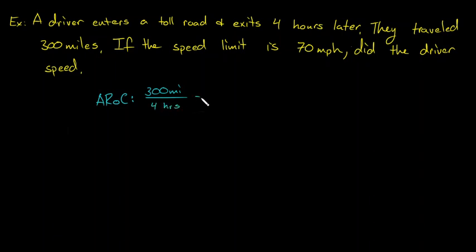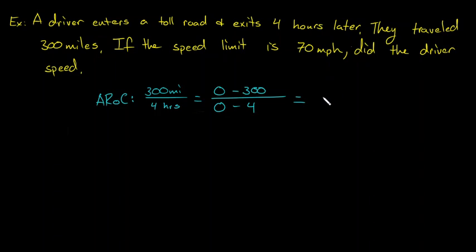Now, if you want to see that math here, it's like saying they started at 0, that's their original distance, minus they went 300 miles, over they started at hour 0, minus 4. We get the same calculation. This is average rate of change. What does that wind up being?